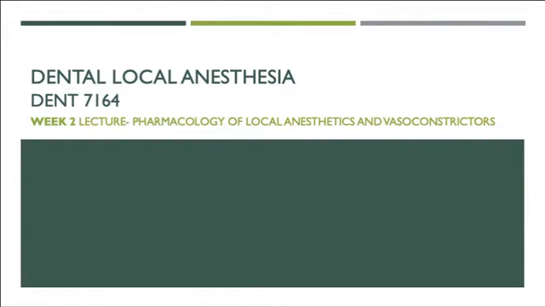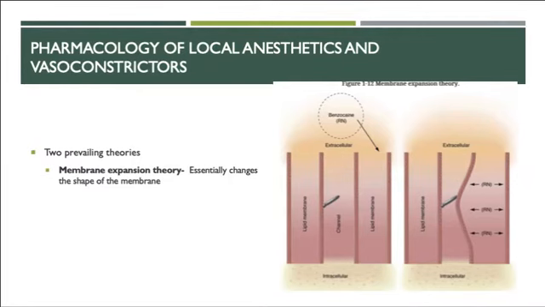We're going to start our discussion on the pharmacology of local anesthetics and vasoconstrictors by going over two theories that propose to show how local anesthetics work. The first of the two theories is known as the membrane expansion theory. This theory states that the local anesthetic diffuses into the middle of the membrane. It starts to accumulate, makes the area more bulky, and causes the sodium channels to become misshapen, preventing the passage of sodium ions into the nerve.